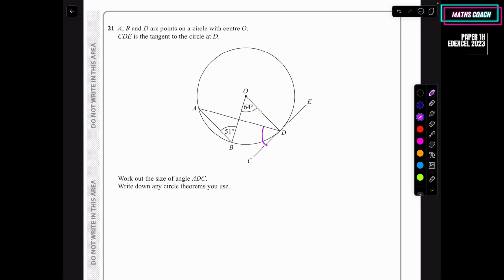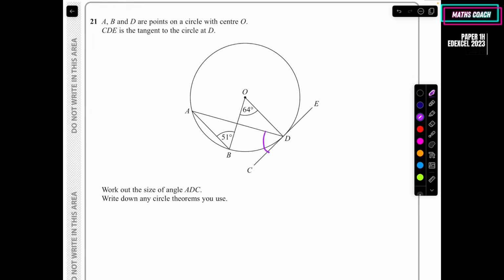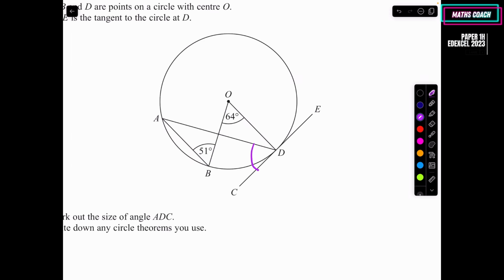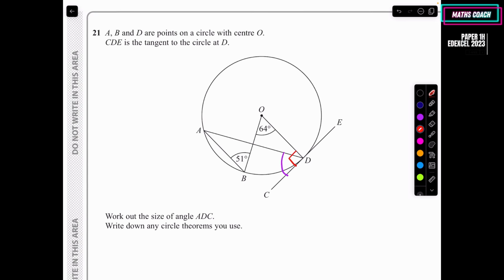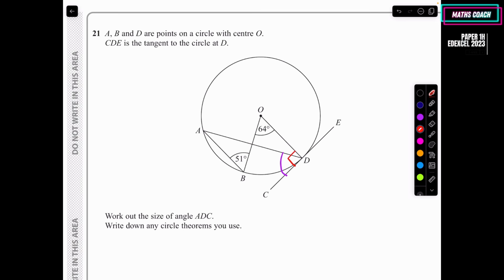ADC. So what do we know about our circle? What kind of theorems can we use here? We've got this radius, and this is a tangent, and we know that a radius and a tangent meet at right angles. So that is a right angle right there. What else can I use here? Look at that. We've got this angle here, 64, from that same arc. So we can work this out if we want to.